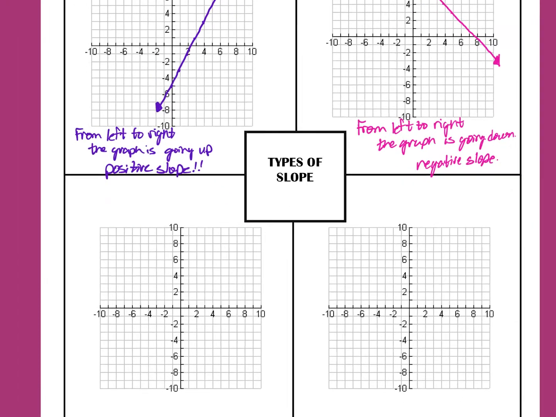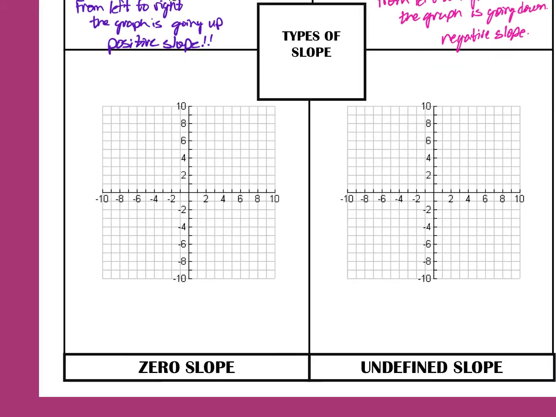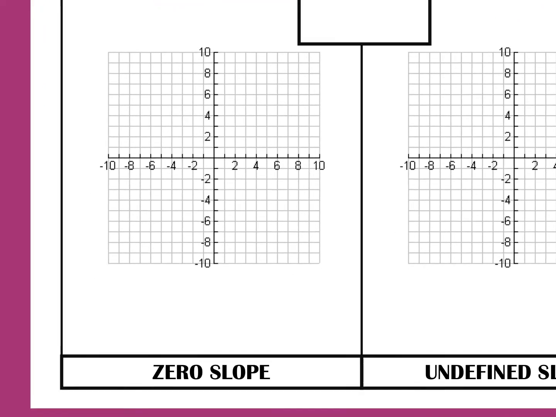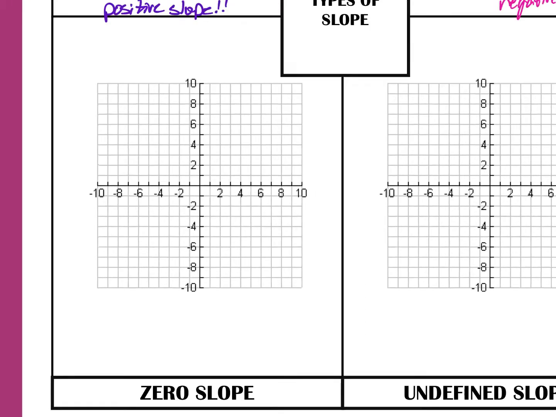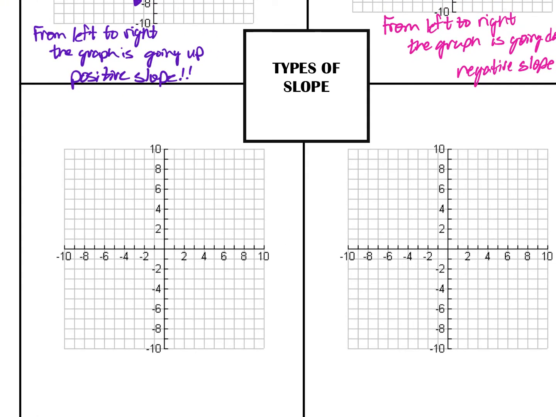Okay, so the next two that we're going to talk about is zero and undefined. So a zero slope. So remember, slope means, I'm just going to write here. Slope means the steepness, oh, that's spelled wrong too. My goodness, I can't spell today, you guys. The steepness, S-T-E-E-P-N-E-S-S, steepness of a line.